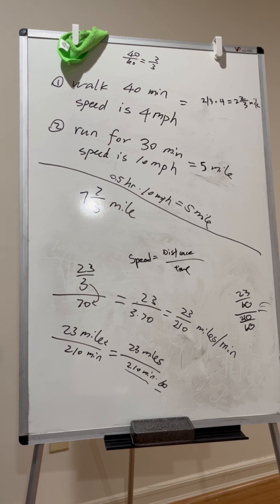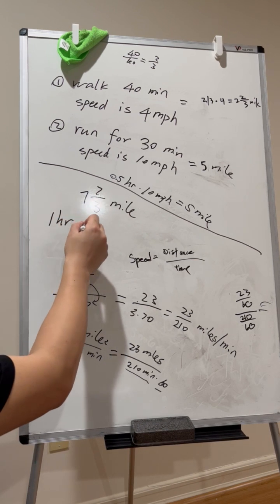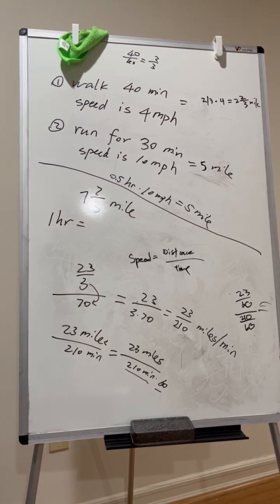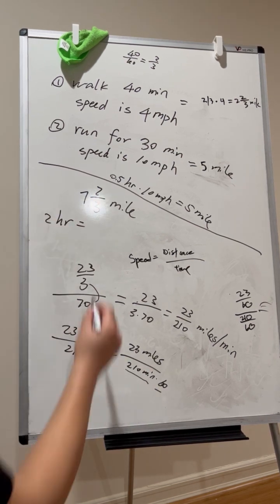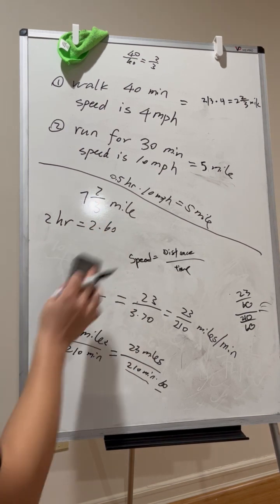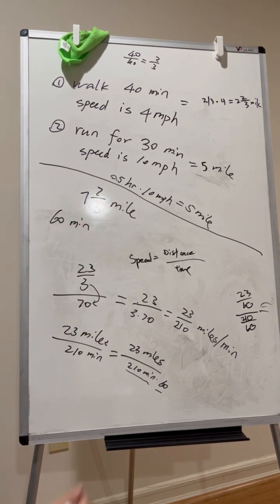We studied the conversion of units last time. Now let me remind you. 1 hour, how do you convert to minutes? You times 60, right? If it's 2 hours, how do you do it? Multiply by 60, 2 times 60. Okay, so this is 3 hours, this is 60 minutes. How do you convert to hour? Divide by 60. Yeah, you divide by 60, right?